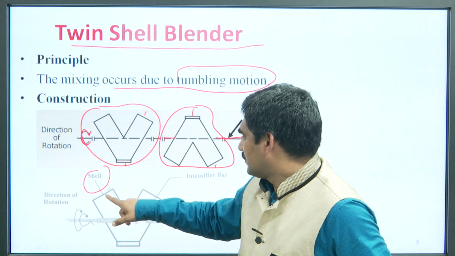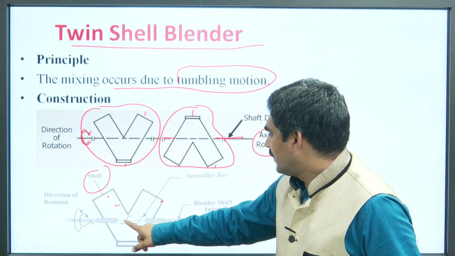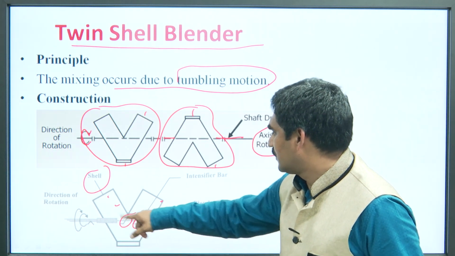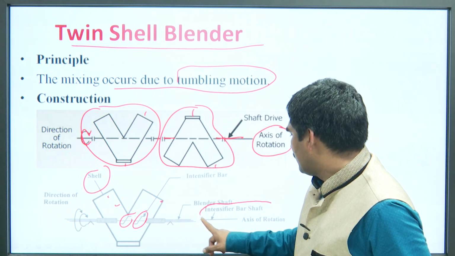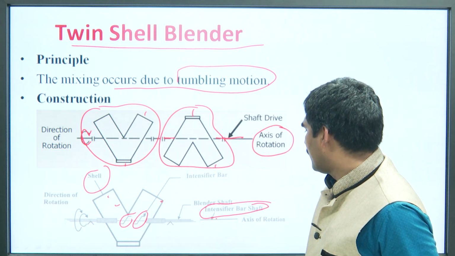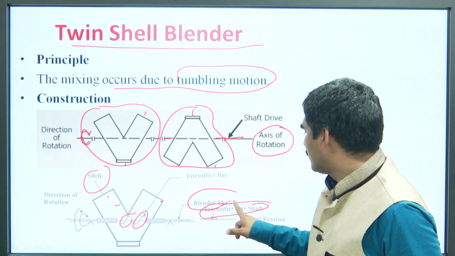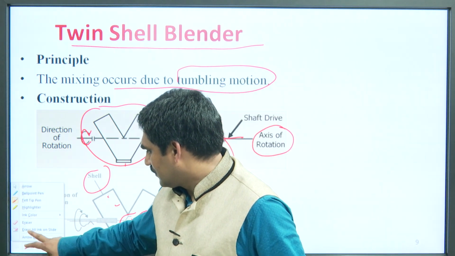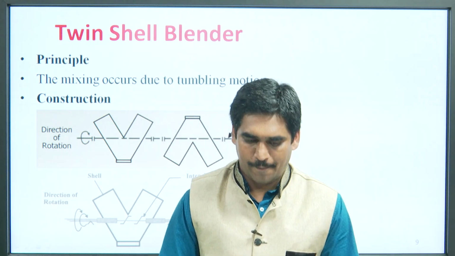These are the cells. These are intensifier bars which distribute the powdered particles, and there is an intensifier bar shaft, and another shaft that is called the blender shaft. Both these shafts are moving, which moves the blender.